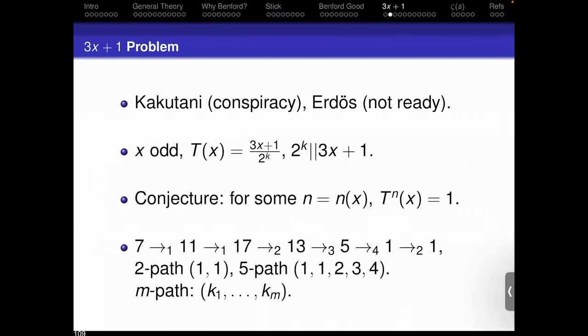So what we can do is we can define an M path to be the sequence of powers of 2 that we remove. So the 2 path for this would just be the first 2 powers of 2 that we remove, which would be 1, 1. The 5 path would be the first ones we remove, 1, 1, 2, 3, 4. And in general, the M path would be the first M powers of 2 that we remove.